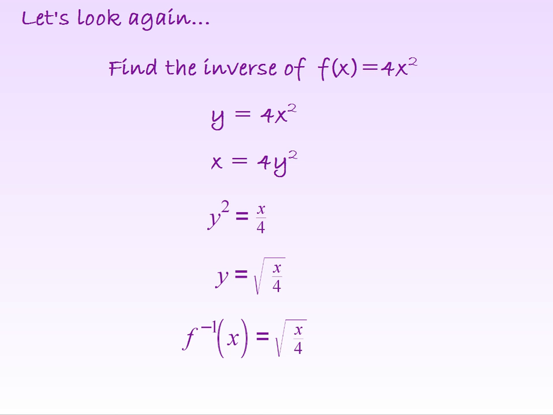When I change y back into the inverse function notation, that's my inverse function. So the inverse of f of x equals 4x squared is f to the negative 1 of x, or the inverse of f of x is the square root of x over 4.